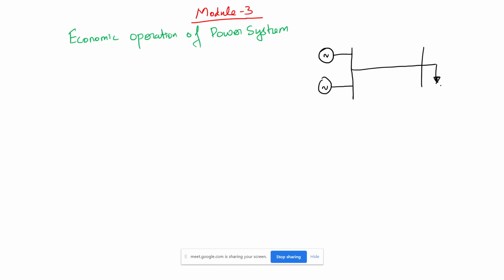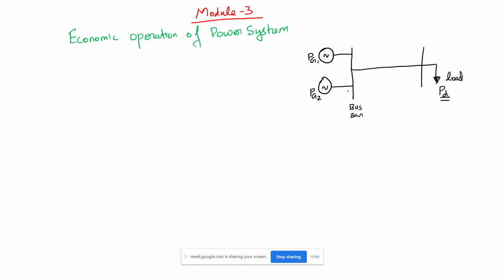So load means we have a demand, called PD, and this is a load. This is the bus bar, and this is the power generated at generator 1, and this is the power generated at generator 2. So these two are the generators, generating the power to meet this demand PD.